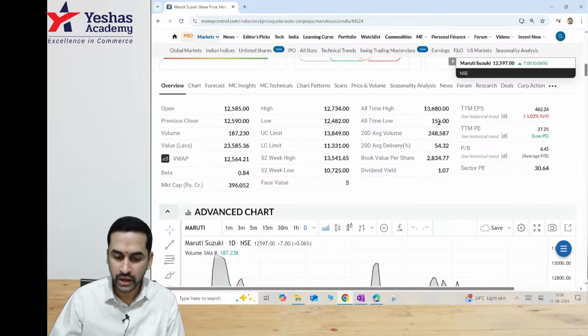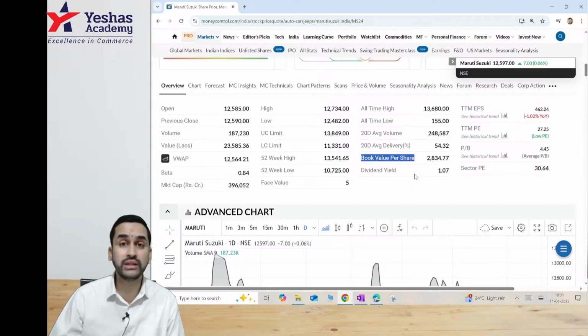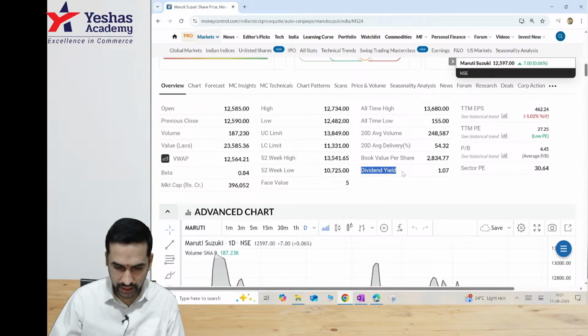Understand? Next, 20-day average. These things you don't need. I've already told you, whatever is not needed, I'll just skip. Book value per share, something that we discussed just now in the last ratio. Now, how do you get book value per share? You need face value plus reserve per share. Dividend yield, same formula that we studied 5 minutes back.